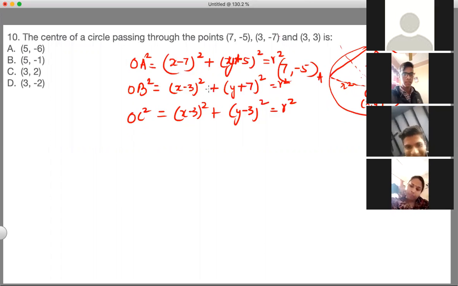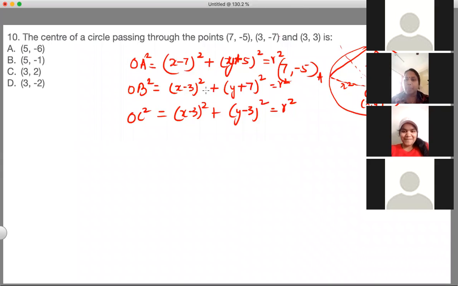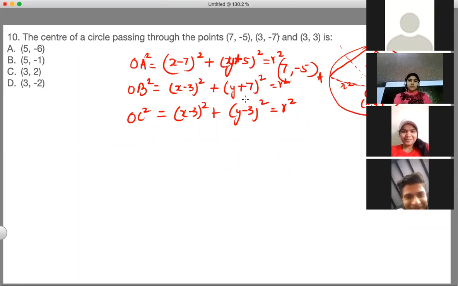Sachin. बताइए. ठीक है तू. Put the values of x and y from the given options. बढ़िया. But अभी तो हमने equations बना ली.